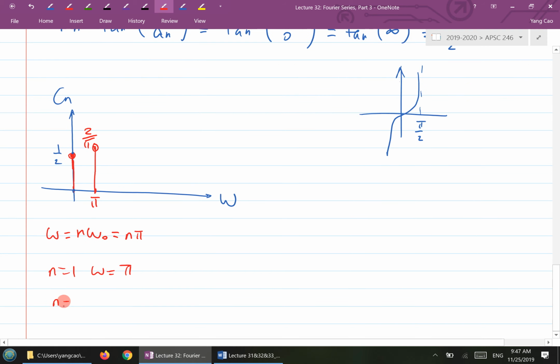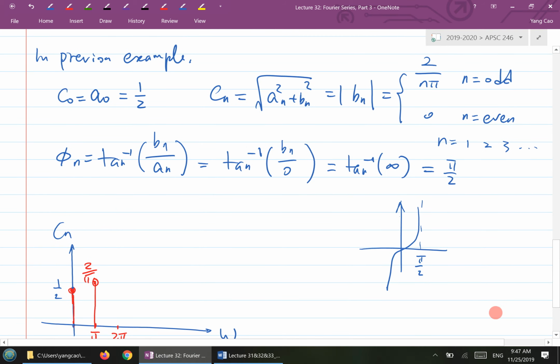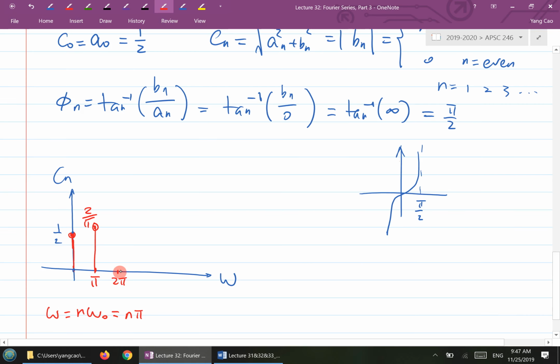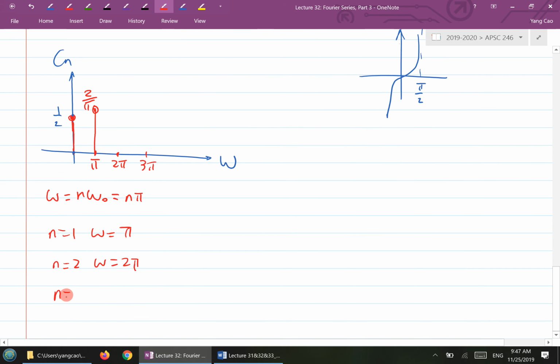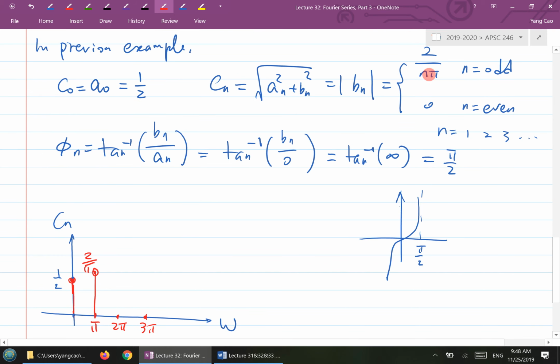And then when n equals 2, technically omega equals 2 pi. However, according to the calculation, it's even, so Cn should be 0. So when n equals 2, or 2 pi for omega, there's nothing here for Cn. And for 3 pi, that's when n equals 3. At this location, your Cn value will be 2 over 3 pi, right? So n equals 3.